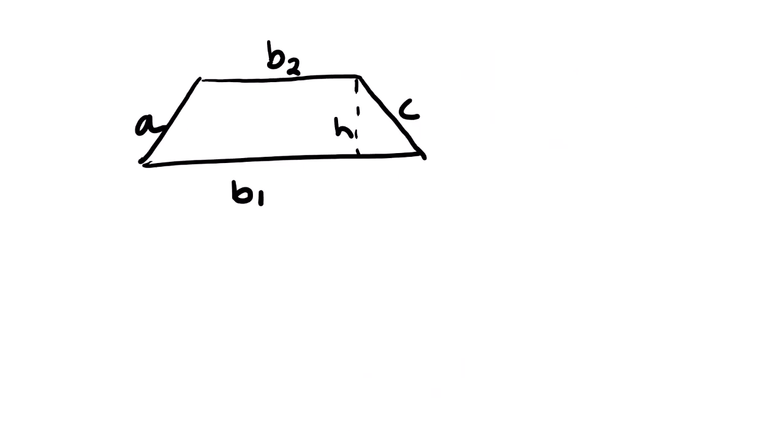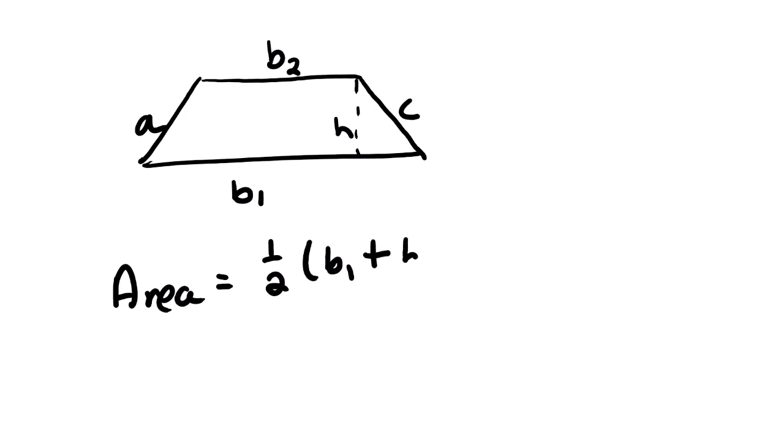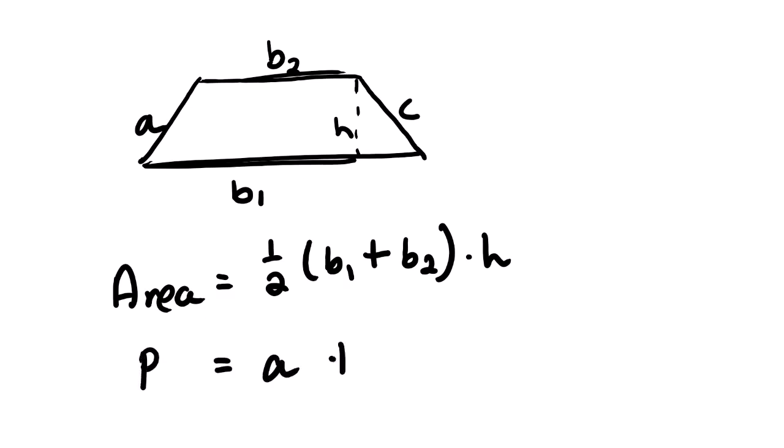Our next shape is the trapezium. To calculate the area of a trapezium, it will be half of B1 plus B2, there are two parallel sides, all multiplied by the height. So this is the equation of a trapezium. Then to find the perimeter of a trapezium, it will be A plus B1 plus C plus B2.